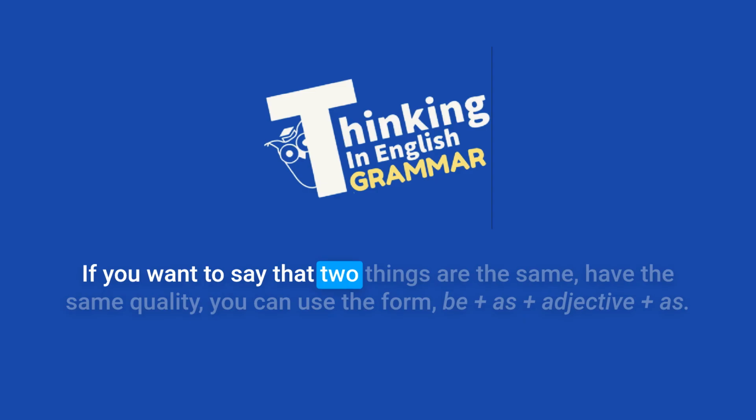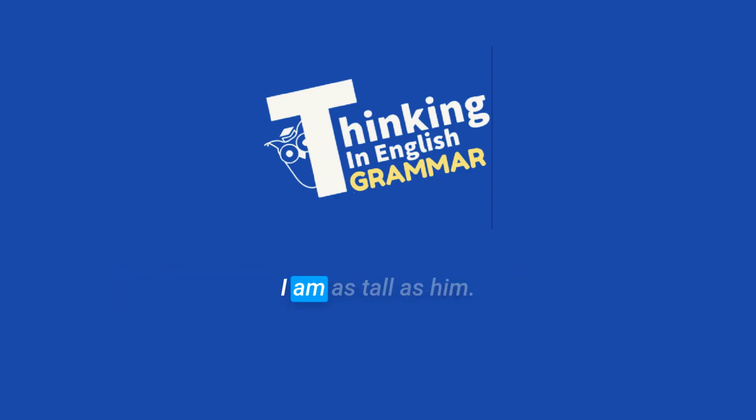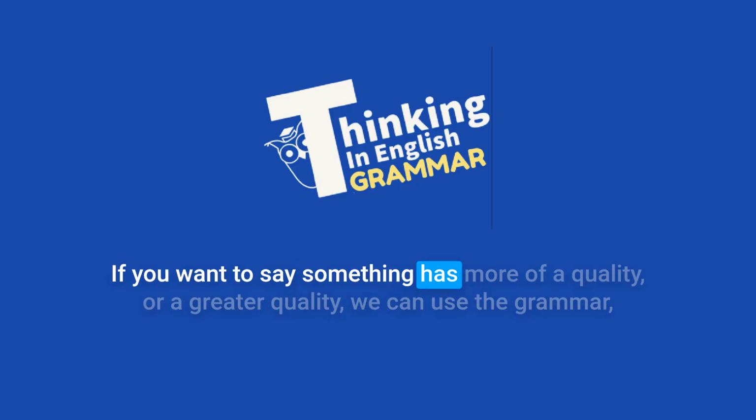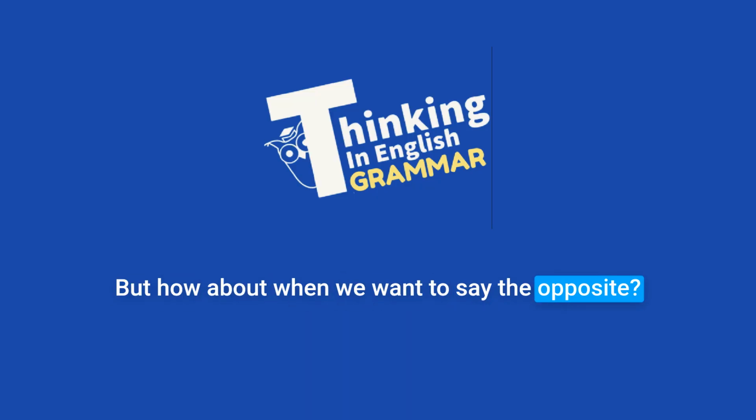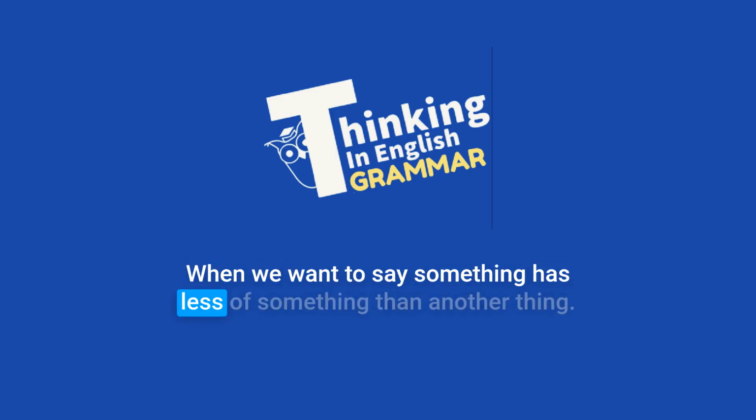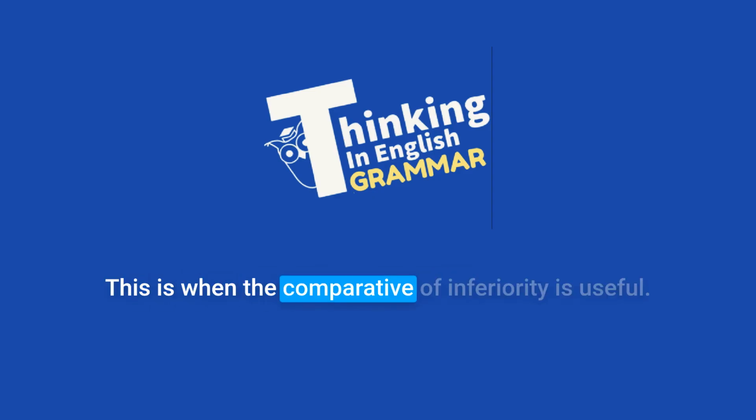If you want to say that 2 things are the same, have the same quality, you can use the form be as adjective as. I am as tall as him. If you want to say something has more of a quality or a greater quality, we can use the grammar adjective-er or more adjective. But how about when we want to say the opposite? When we want to say something has less of something than another thing. This is when the comparative of inferiority is useful.